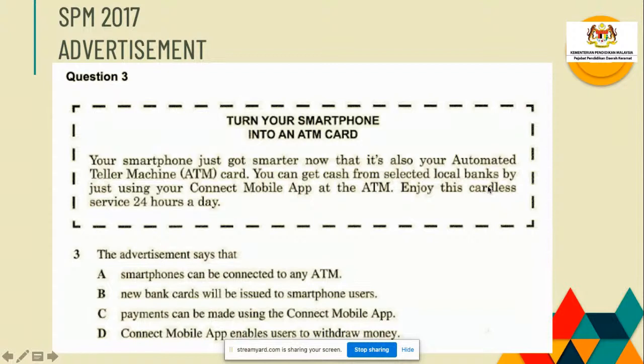Okay, enjoy this cardless service 24 hours a day. Okay, so basically bila kita baca, oh, kita dah faham. Card ATM kita boleh bantu kita keluarkan duit tanpa menggunakan card. Cardless tu maksudnya tanpa card. Tak payah nak keluarkan card. Macam sekarang ni kita pergi bank, kita cucuk card, baru kita boleh keluarkan duit kan. But if you are using Connect mobile app, dia kata tak perlu.